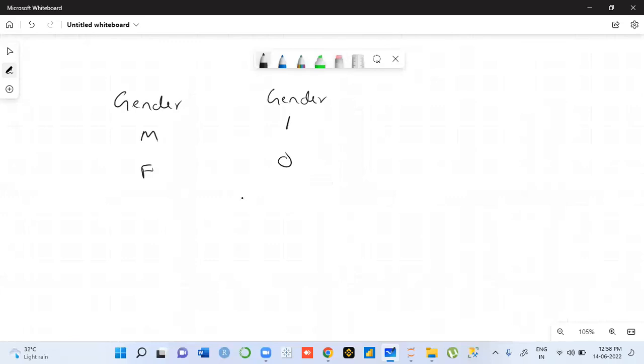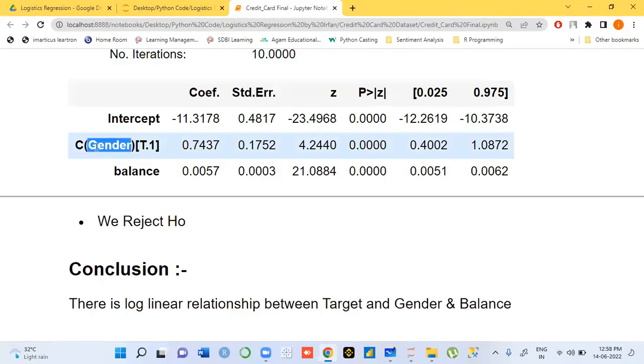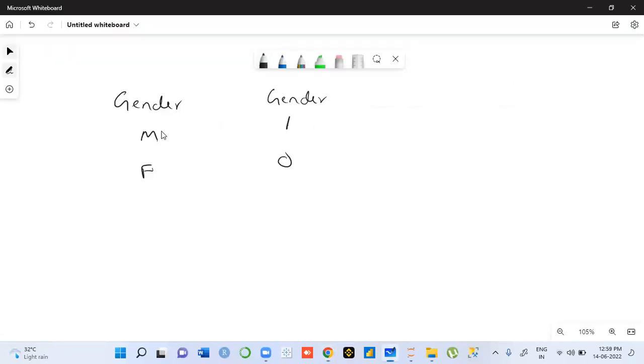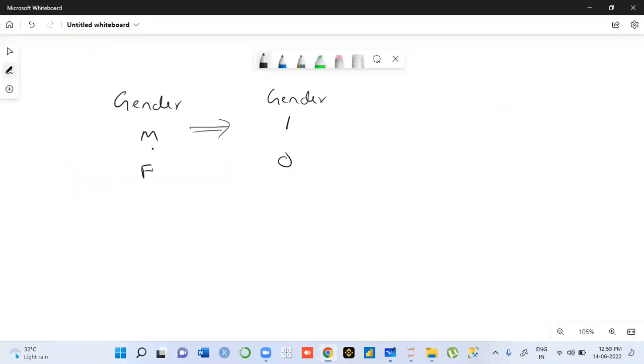Male as 1, female as 0. Clear, okay? Now, if you see, here we have gender. What does T1 stand for? Male. So the coefficient value, which I'm getting as beta 1, is for male. But what happened for female? It becomes the reference. Reference means the value will become 0.